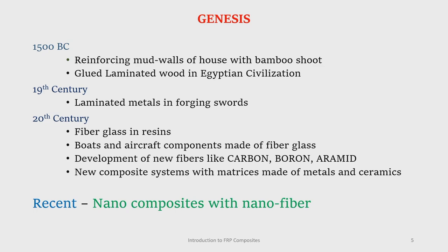Then new composite systems with matrices made of metal as well as ceramics were used in the latter part of the 20th century, leading to what is known as metal matrix composites and ceramic matrix composites. Very recently, there are nanocomposites where nanofibers are used. Again, the requirement is that nanofibers are much stronger and stiffer compared to so-called conventional fibers. Therefore, they provide much better strength and stiffness to the composites.